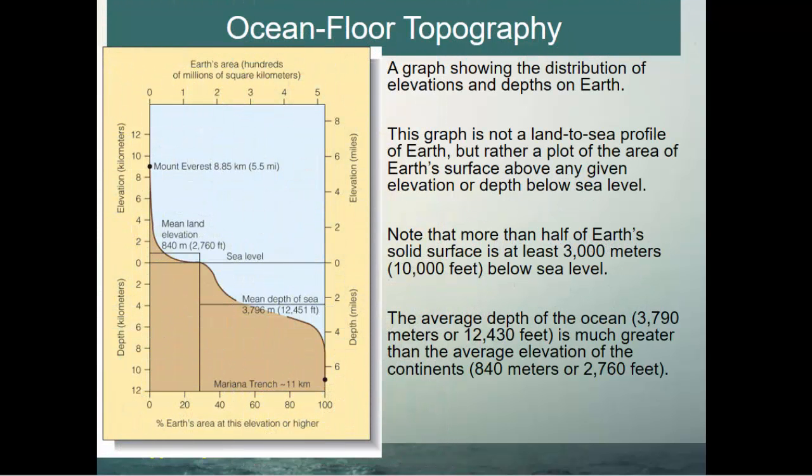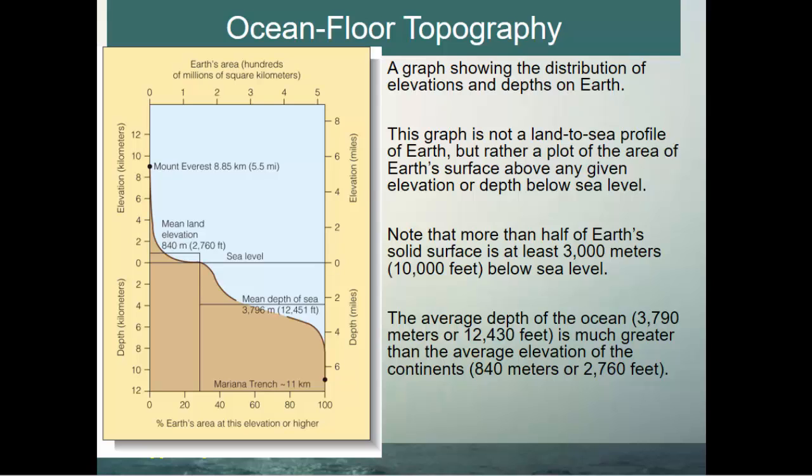All right, here's a graph showing the distribution of elevations and depths on the Earth. On the x-axis you have the percentage of the Earth's surface, and on the y-axis your depth in meters and your height above sea level. This is not a land to sea profile of the Earth, but rather a plot of the area of the Earth's surface above any given elevation or depth below sea level.